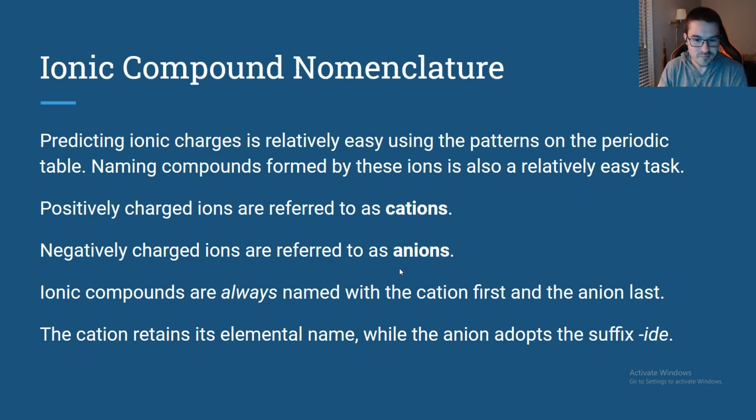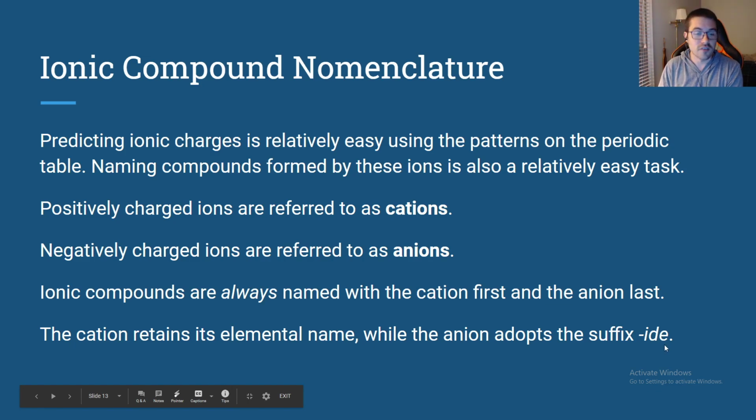Sorry about that. Anions are negatively charged ions. These would be atoms that have gained electrons. Ionic compounds are always named with the cation first and the anion last. Always. This is what I said about you guys liking this: a lot of you really like rules that you can follow, and this is one of them. The cation, the positively charged ion, retains its elemental name, while the anion, the negatively charged ion, adopts the suffix -ide.